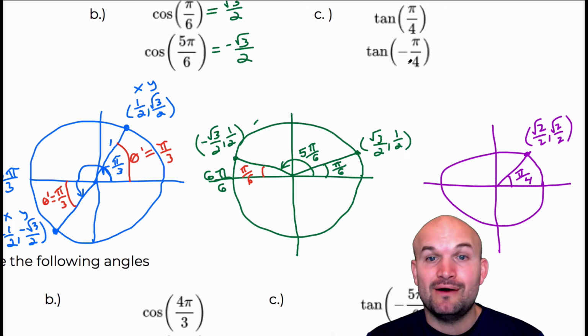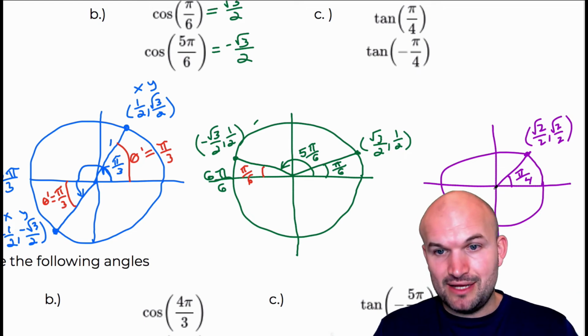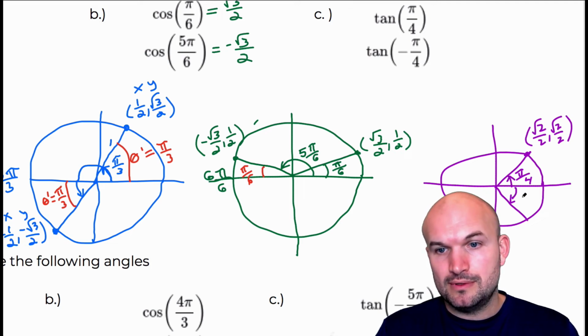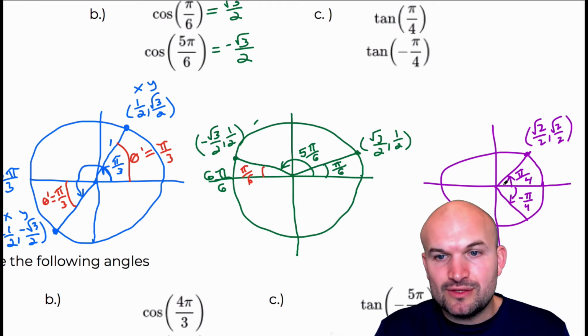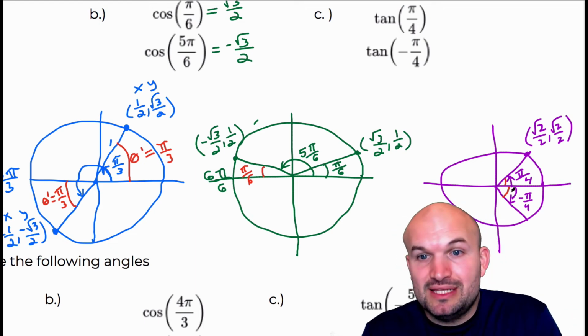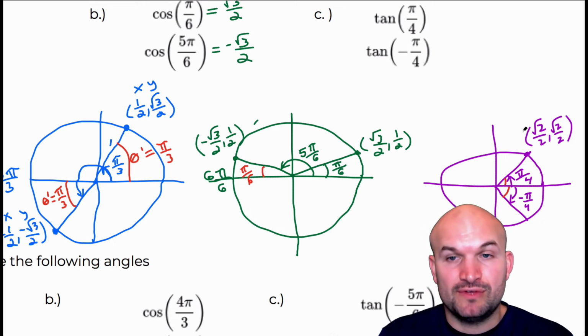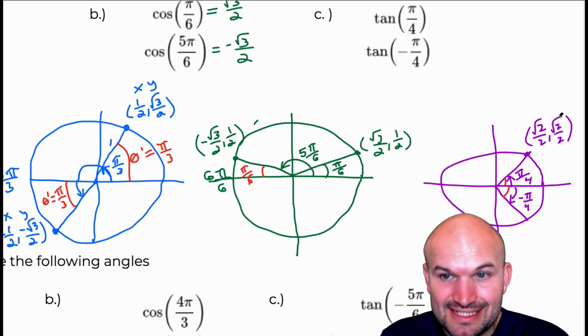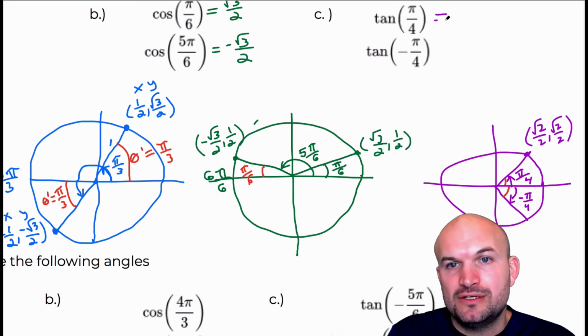Now, let's graph negative pi over 4. That's going to be the same angle, but now in the negative direction. So that's negative pi over 4. If I go with my reasoning, I know that the reference angle is the same. The distance from the x-axis to the terminal side is the same for both of these angles. Remember, the tangent is the y-coordinate over the x-coordinate. Since these are exactly the same, we know it's going to equal 1. So tangent of pi over 4 is equal to 1.